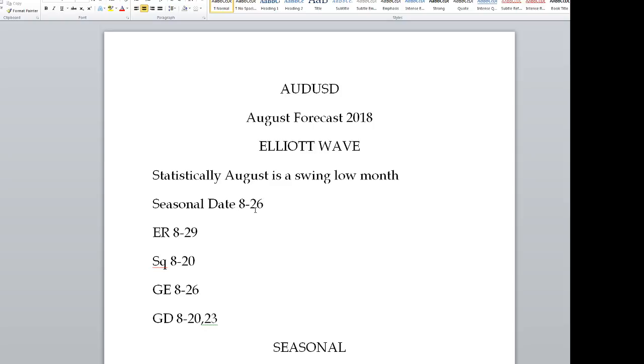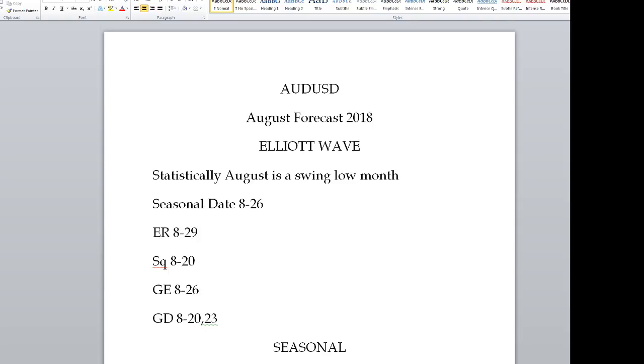A seasonal date that I have would be August 26th. You want to write this date down, or put it on a notepad, or put it on a sticky note in front of your monitor. You want to watch August 26th. These are calculation models I have for looking for a swing low in August. You want to write down August 29th.